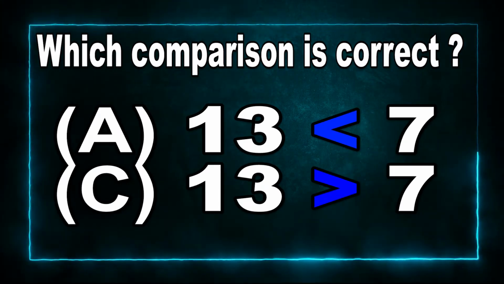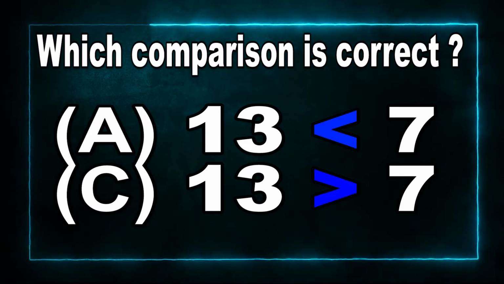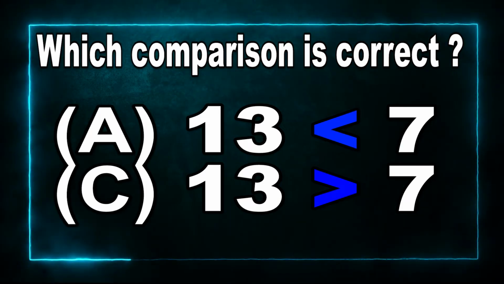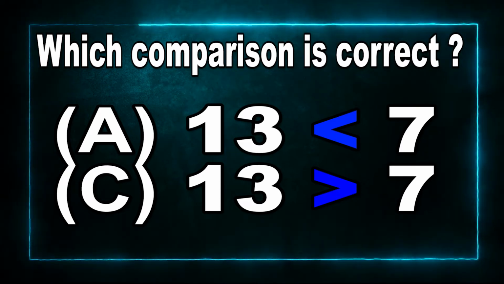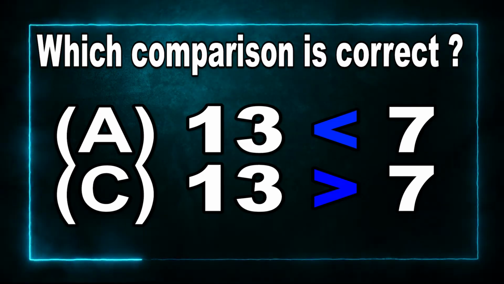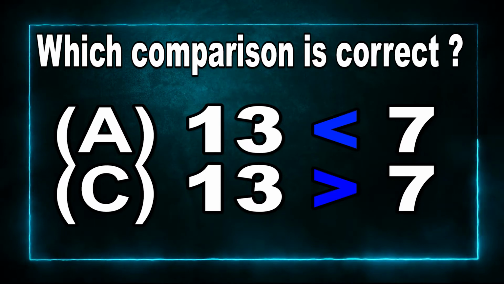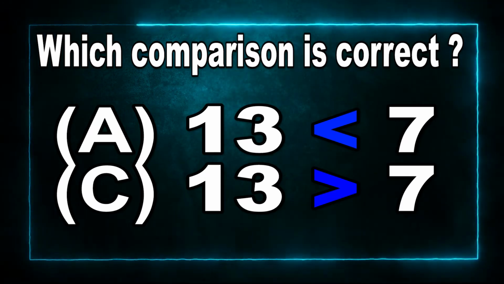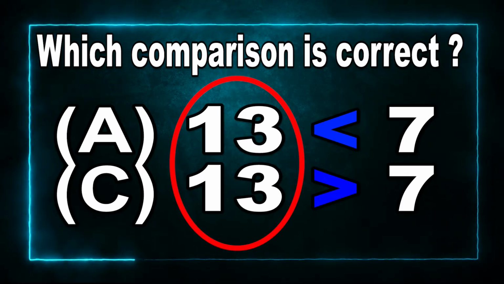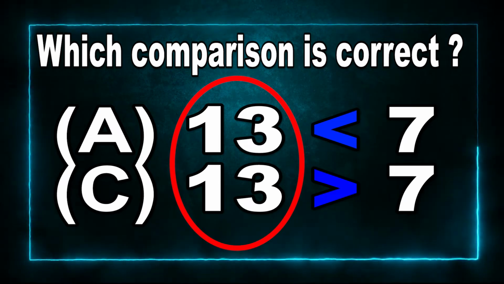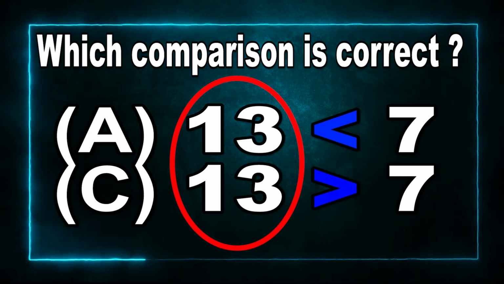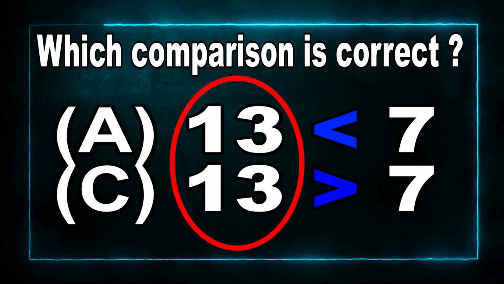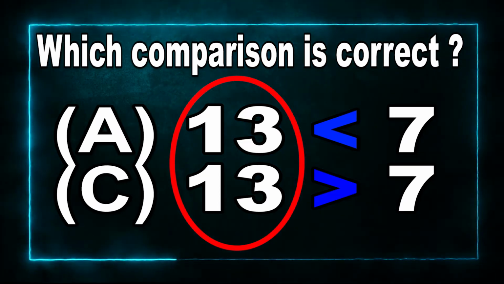Now remember, Mr. Alligator is hungry, so he wants to munch on numbers. And he will munch on the bigger number. So 13 and 7. Which one is the bigger one? 13. 13 is the bigger one, so he will munch on 13. So the mouth of the alligator will be open to 13. Now take a look.